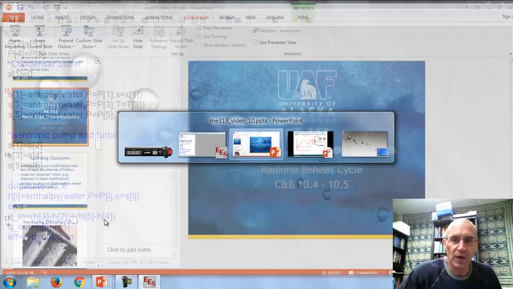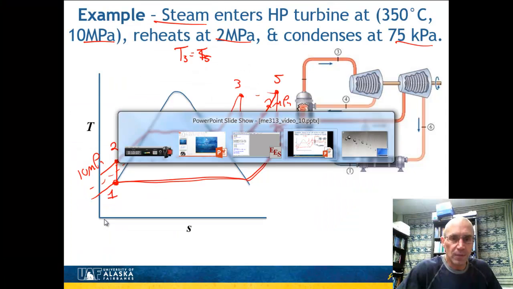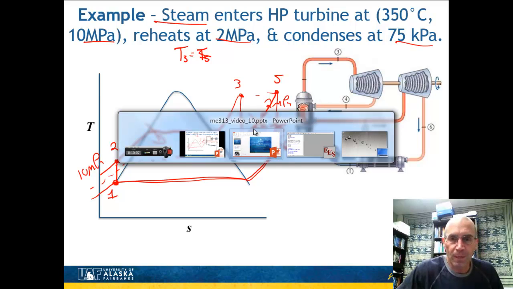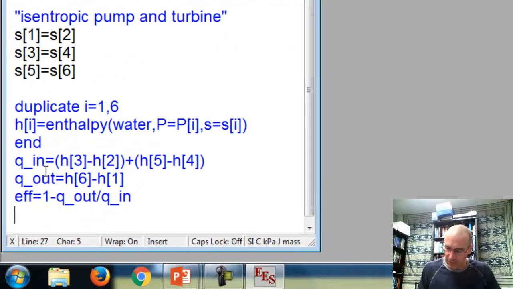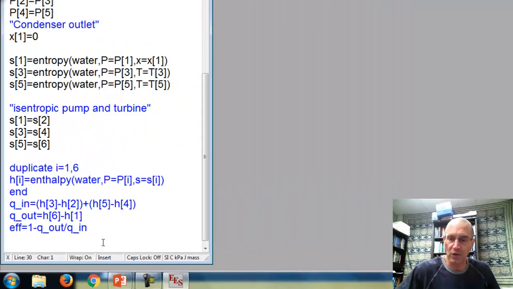If we return to our diagram here, oops, that's not my presentation. There we go. We have heat input from 2 to 3, and we also have heat input from 4 to 5. So we need to add both of those. So that's why I have for Q in 3 minus 2 and then 4 to 5. Q out is just 6 minus 1 still. That's in my condenser. And then I have my efficiency of 1 minus Q out over Q in.